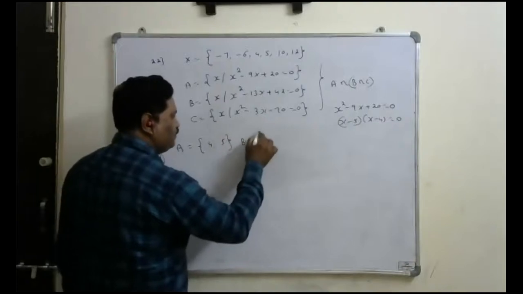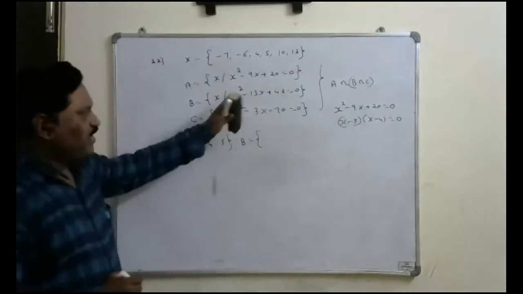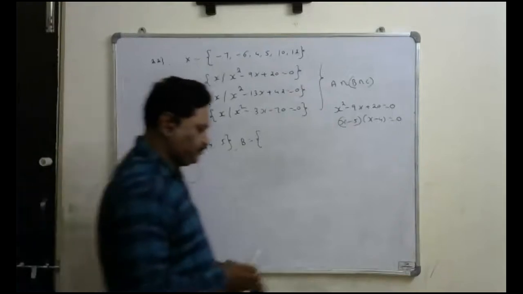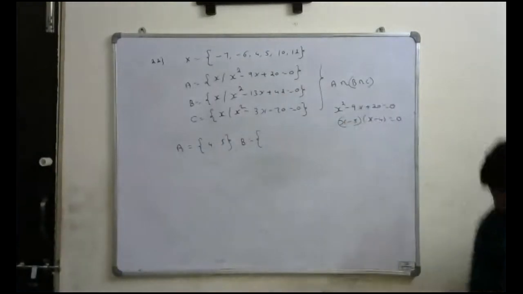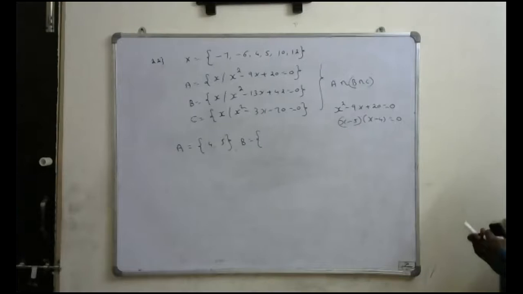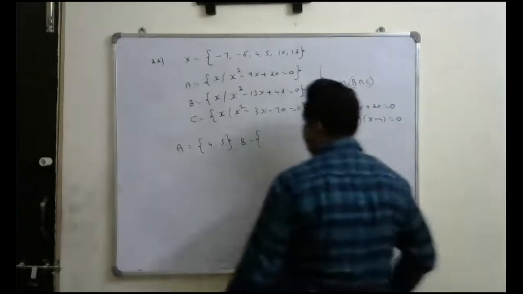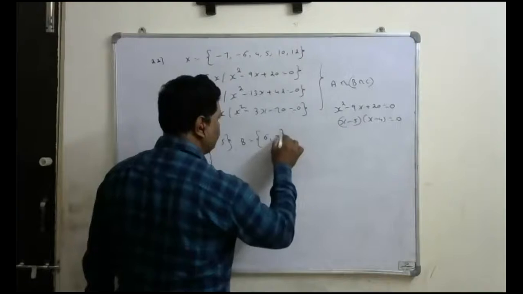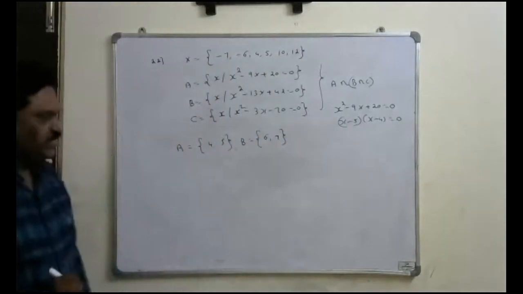And set B, x squared minus 13x plus 42 is equal to 0. What are the roots of that equation? Minus 6 and minus 7, 7 and 6. That is the factors, but the roots are 6 and 7. Roots are 6 and 7.